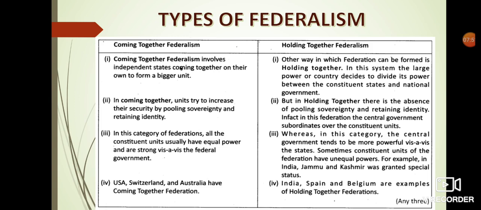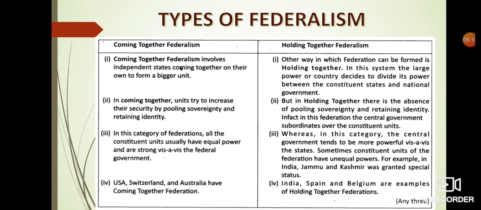Here the various countries have come together to form one big country, and they all have equal power. They are not subordinate to any other. Such a type of unit is called a coming together federation.